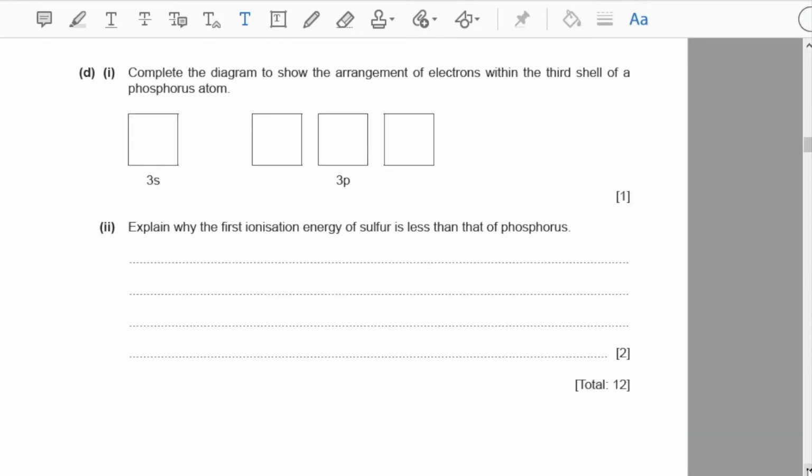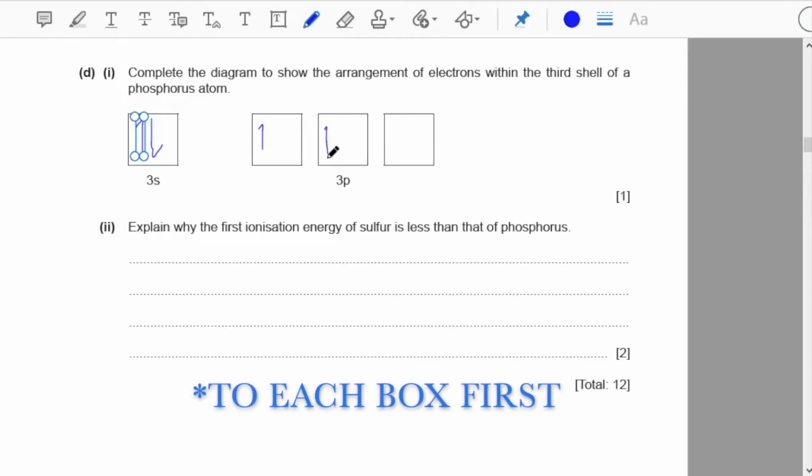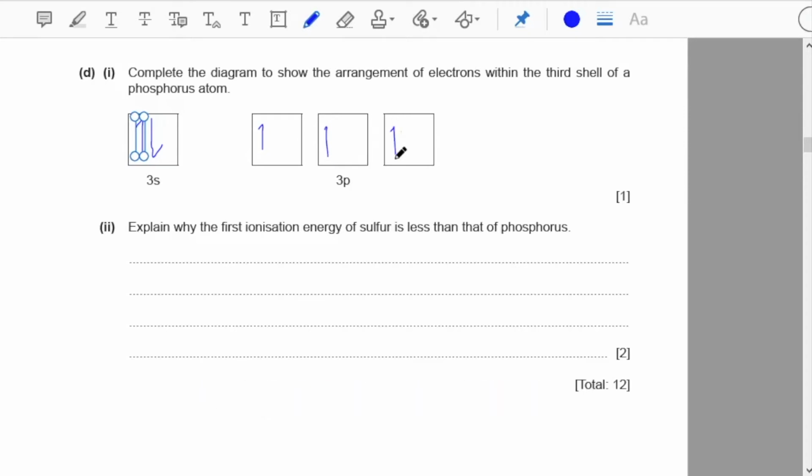Part D. Complete the diagram to show the arrangement of electrons within the third shell of a phosphorus atom. So first I'll fill the 3s orbital, denoting it like this, and then I'll be filling each box of 3p with one electron first, and then giving a pair to each box depending upon the valency of phosphorus. So one electron to each orbital first. Now I don't have any other electron to fill these three boxes with, so they'll remain unpaired.